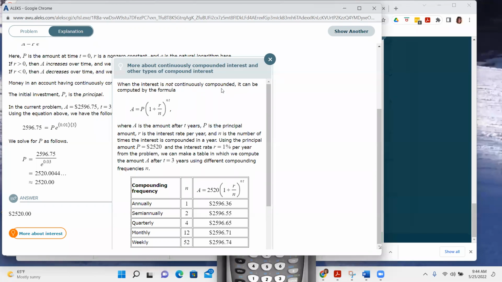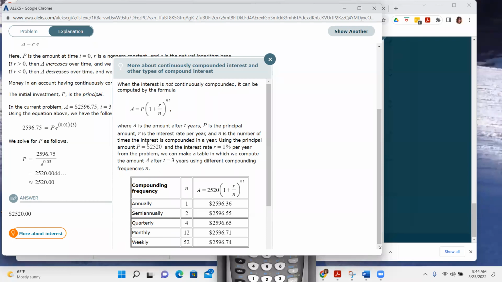So continuously compounded interest grows faster than if you compound it even every week, which makes sense because you're not doing it every year or every quarter or every month or every week. You're doing it more frequently, not even every day or every second, but literally continuously, every moment.